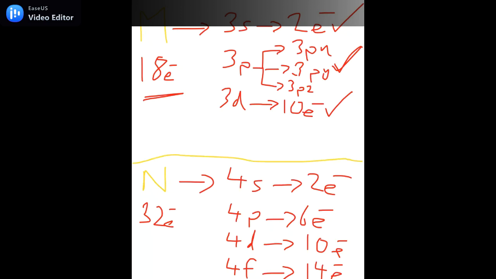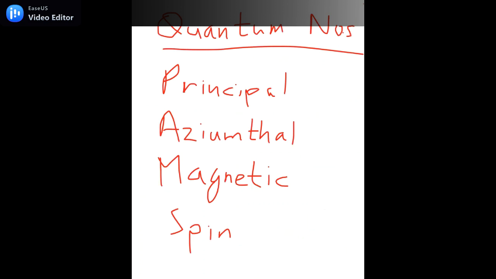Now the next thing is quantum numbers. There are basically 4 types of quantum numbers. The first one is principal quantum number. Second is azimuthal quantum number, then magnetic and spin. Right now we'll do principal and azimuthal. The rest we'll discuss later.